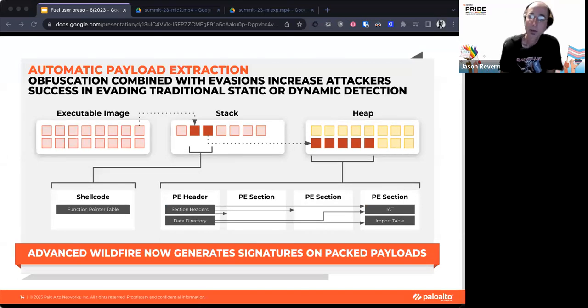So another innovation introduced in Advanced WildFire is automatic payload extraction. As mentioned, it's increasingly common for malware authors to obfuscate their payloads. While packing is nothing new, it becomes problematic when used in combination with other evasion strategies because there's no static or dynamic data useful for an accurate detection. And there's really an infinite combination of strategies for encoding, compressing, encrypting, or even downloading additional stages for execution.